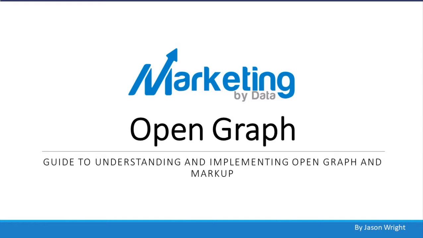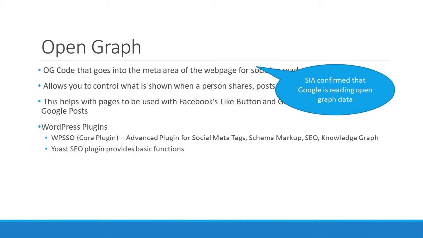Welcome to the Open Graph, or OG data. This is your guide to understanding and implementing Open Graph markup. Open Graph is code that goes into the meta area of the web page for social to read. It allows you to control what is shown when a person shares a post, tweets, pins, or whatever may be your page on those social profiles.